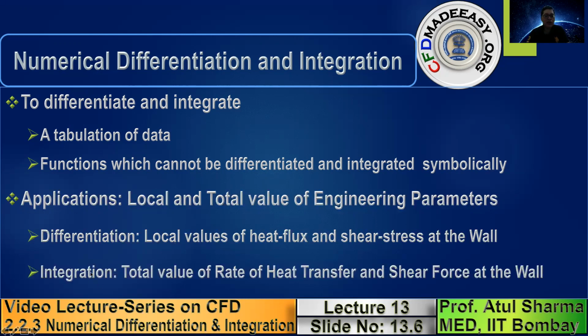Whereas you need numerical integration because once you have obtained, let us say, conduction fluxes on all the blue circle boundary grid points, then using the conduction fluxes, if you want to calculate the total rate of heat transfer, so to calculate the total values of rate of heat transfer for heat conduction and total shear force on a wall, we use numerical integration. So these are the applications of numerical differentiation and integration. Differentiation is used for local values and integration for total values of engineering parameters.